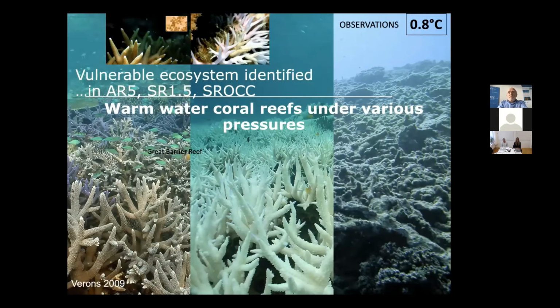The previous reports that have actually focused on ocean ecosystems have identified vulnerable ecosystems. And in terms of the events that have been taken into account in these assessments, let me focus once again on the warm water coral reefs, which are under various pressures. And you see a healthy reef on the left, one that is bleached, losing the endosymbiotic algae in the middle, and one that has been exposed to a heat wave for too long and has died off, and the system changes into one with a much lower degree of biodiversity.